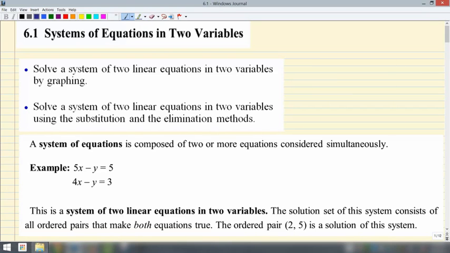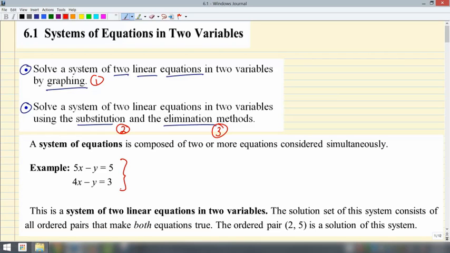6.1, systems of equations in two variables. So there's two things we want to do. We want to solve a system of two linear equations by graphing, and then solve the same system of two linear equations by using substitution and the elimination method. So we're going to show you three methods. Method number 1, graphing. Method number 2, substitution. Method number 3, elimination. And all of them are designed to do the exact same thing.